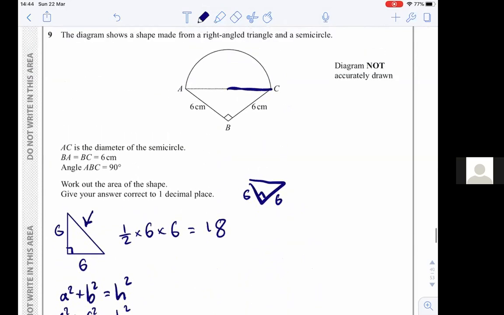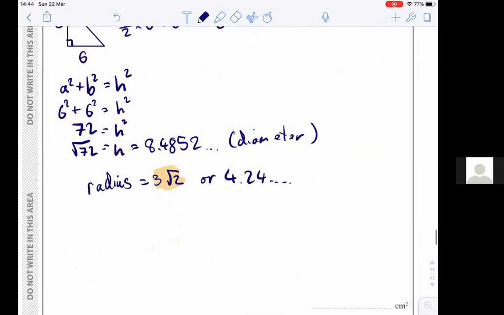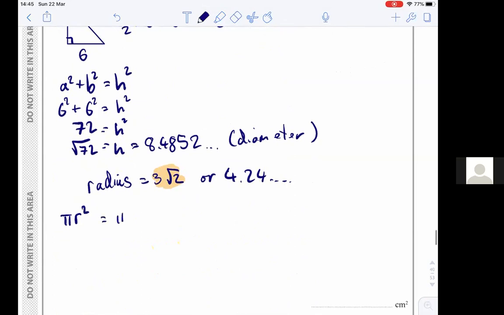because rounded values might take me away from the exact answer. So the area of a circle is pi r squared. This is a semicircle, so I need to do pi r squared and then divide that answer by 2. So this is going to be pi times 4.24 squared, or 3 root 2 squared. If you do use the exact value, remember to put it in brackets, otherwise it will just square the root 2 and not the 3 as well.